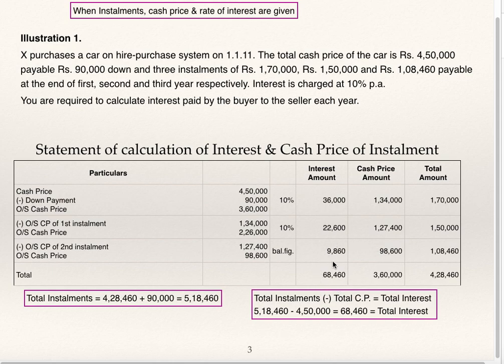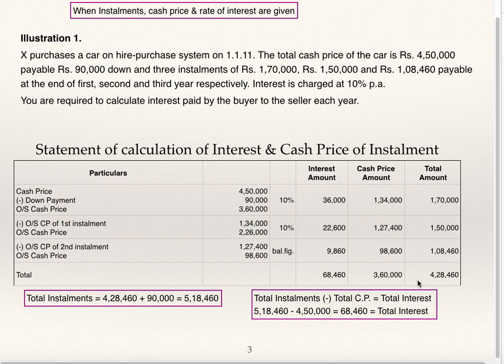Total of interest is 68,460. Total of cash price is 3,60,000. Why? Because 3,60,000 is cash price of installments plus 90,000 will be total cash price including down payment, which is 4,50,000. 3,60,000 is cash price included in the installments, whereas 90,000 is down payment. So total cash price is 4,50,000. Total of the installments is 4,28,460.